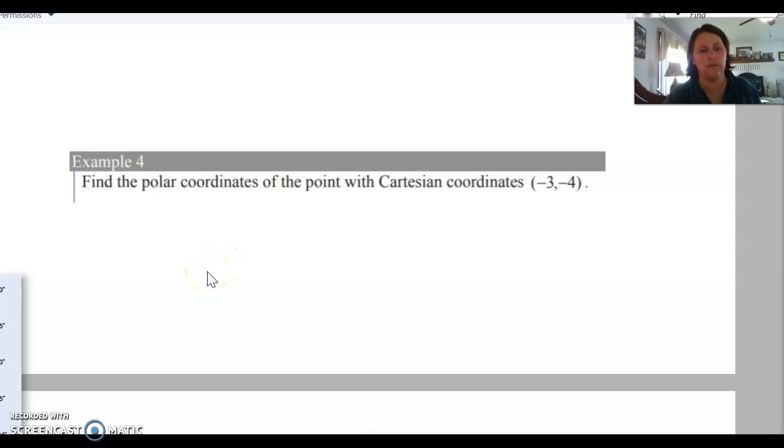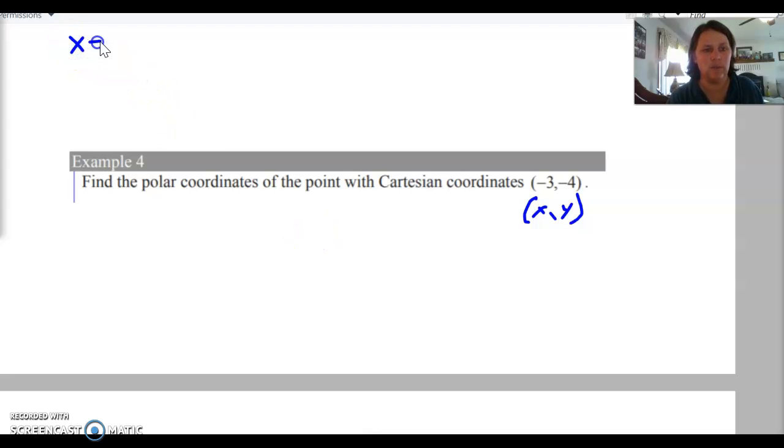Okay, so for example number 4, we want to find the polar coordinates of the point with the Cartesian coordinates -3, -4. So this is an xy point here. All right, so we kind of go in the opposite direction of what we've been doing so far.